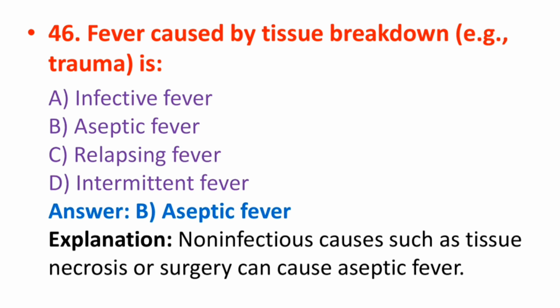Fever caused by tissue breakdown, for example trauma, is option A infective fever, option B aseptic fever, option C relapsing fever, option D intermittent fever. The correct answer is option B aseptic fever. Non-infectious causes such as tissue necrosis or surgery can cause aseptic fever. Fever caused by tissue breakdown is called aseptic fever.